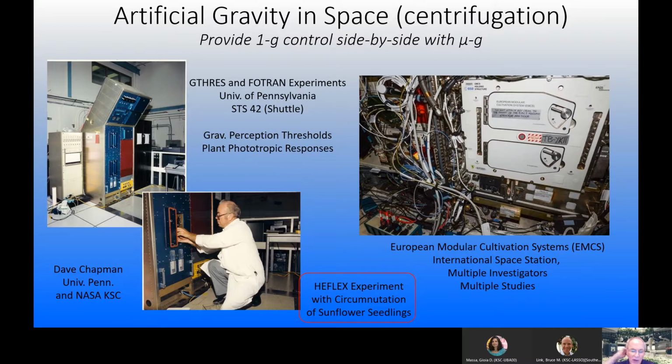on the right there. That was on the International Space Station for many years. It has since recently been taken down. But so centrifugation capabilities, and that allowed, say, for example, the University of Pennsylvania group to actually study things like circumnutation of sunflower seedlings side by side in space, both at 1G and at essentially 0G.